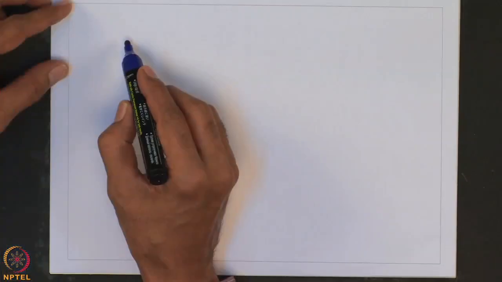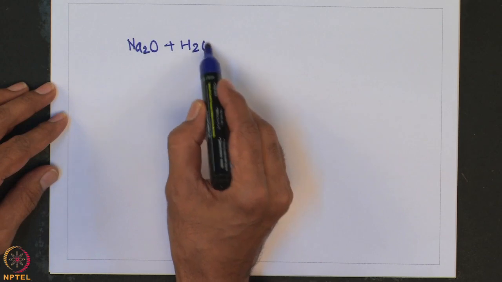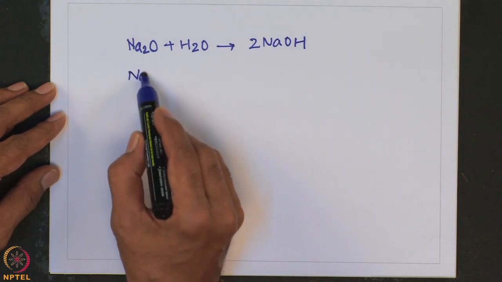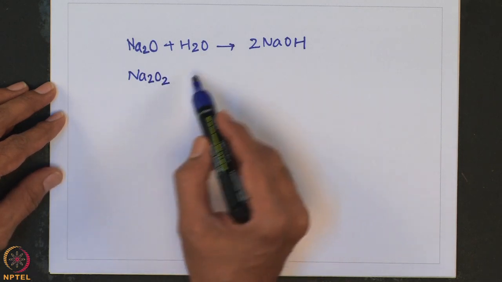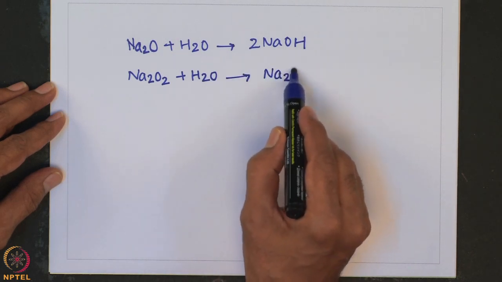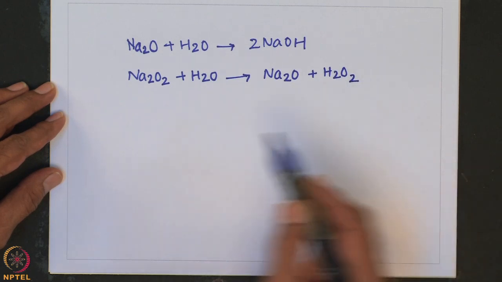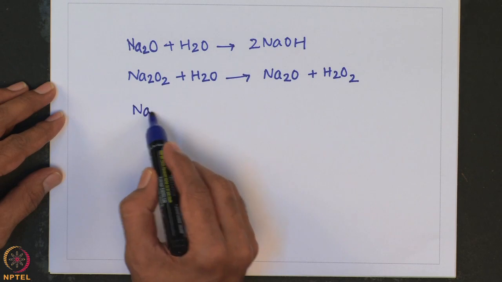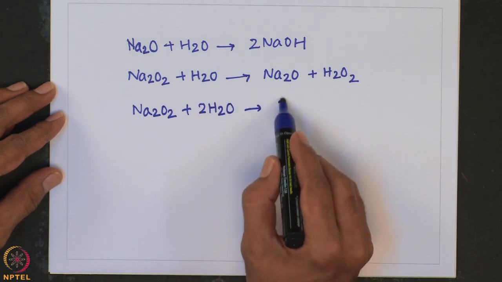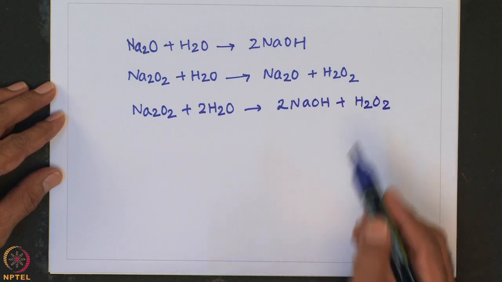For example, Na2O, sodium oxide, reacts with water to form sodium hydroxide. Similarly, if you take sodium peroxide, it reacts with one equivalent of water to form initially sodium oxide plus H2O2. And then, if it is reacted with two equivalents of water, it forms 2NaOH plus H2O2.